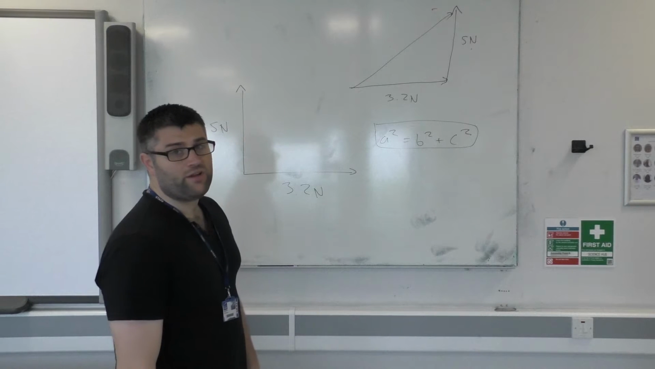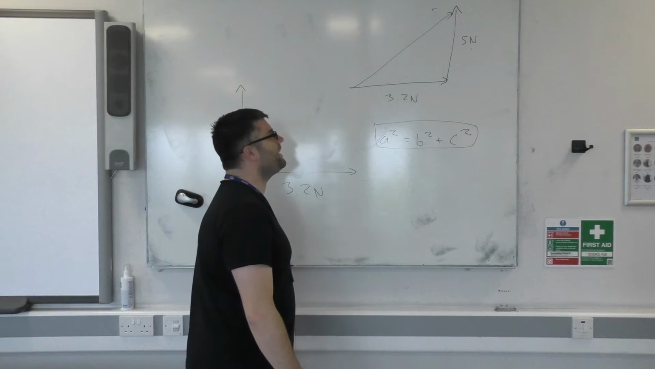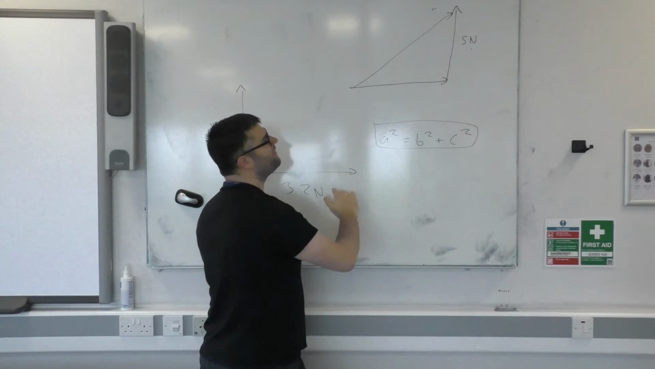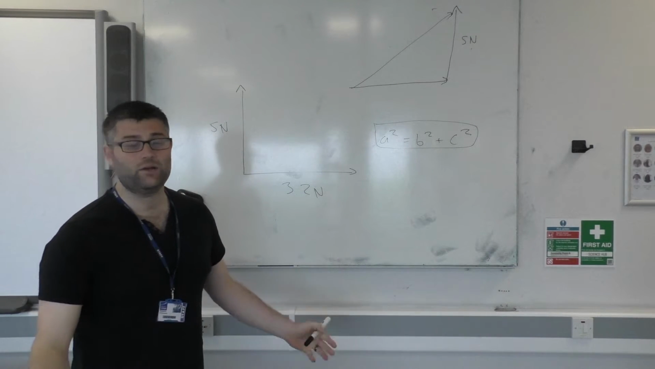What happens, however, if we don't know one of the sides, but we have, say for example, an angle?